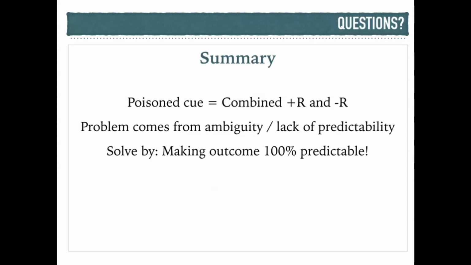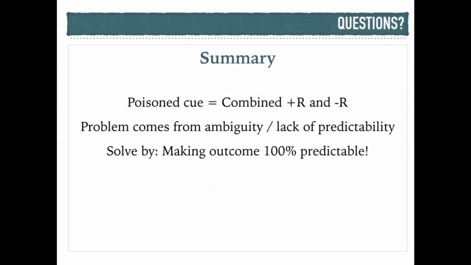All right, so to wrap up, very briefly, in a nutshell, a poison cue is a cue that combines both positive reinforcement and negative reinforcement in a way that leaves the dog uncertain of the outcome of their own behavior. This creates problems. This ambiguity, this lack of predictability is what creates the anxiety that leads to stress low behaviors that we may be observing in our dogs, that we may be misinterpreting, but that are coming from this inability to predict the outcome of what they're doing.